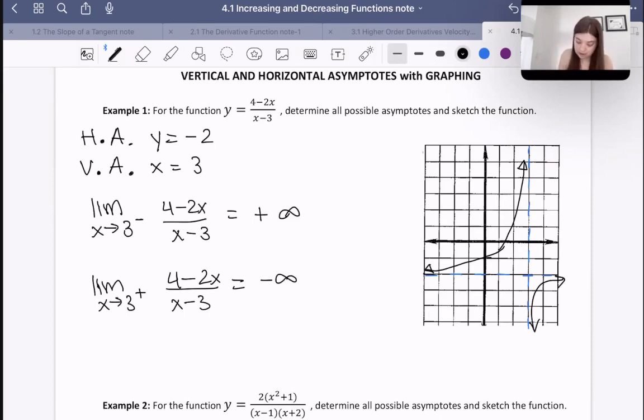So here we have an asymptote at y equals -2, and here we have an asymptote at x equals 3. We need to make sure the asymptotes are drawn correctly and that they are found correctly as well. Because if they're not found correctly, then there's no way they're going to be drawn correctly, or almost no way. Okay.